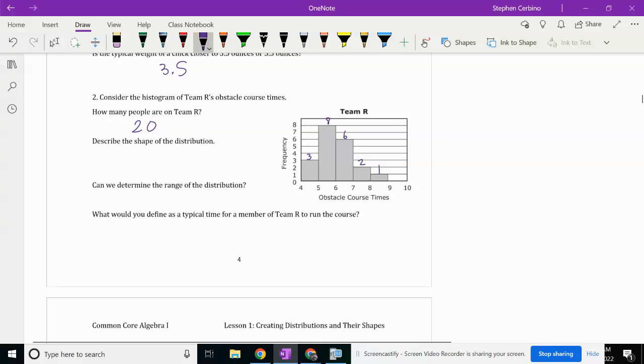If we were to describe the shape of the distribution, it looks like we have higher stuff over here and some outliers to the right. So this would be a skewed right graph.